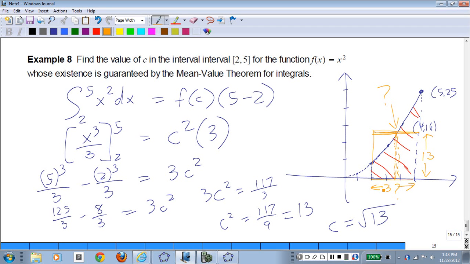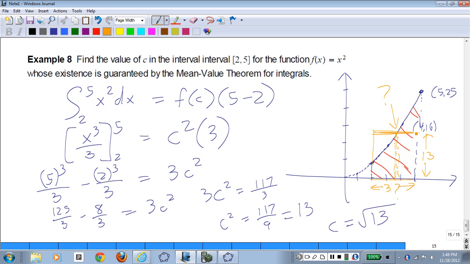Maybe I shouldn't worry. Because the total area is 117 thirds, right? 117 thirds, which is, what's 117 thirds? Is it 39? 39. So there we go. That's the area of the rectangle. 13 times 3 is 39. So the area bounded by the curve and the x-axis is 39. Area of the rectangle is 39.